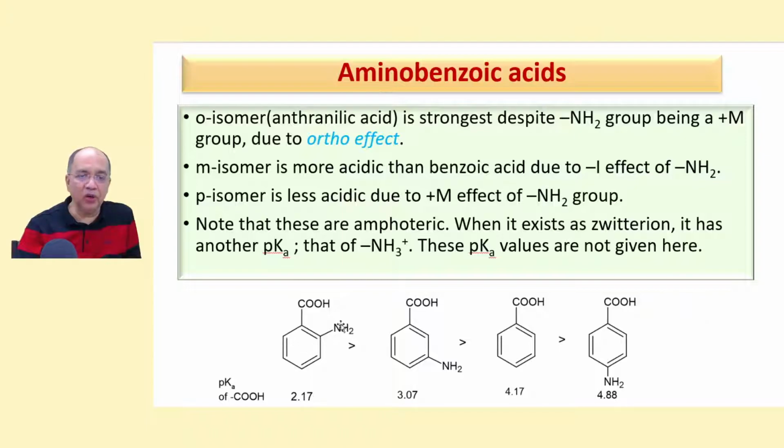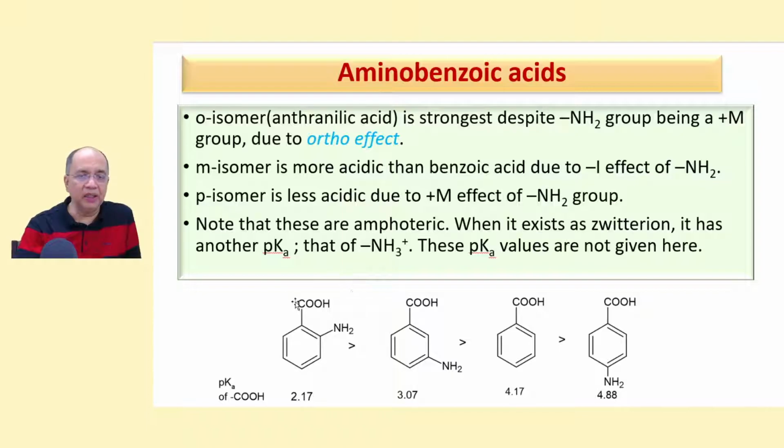Now coming to aminobenzoic acids, this is called anthranilic acid, the ortho isomer. That is the strongest due to ortho effect. Despite the amino group being a plus M group, still it is number 1. Then meta shows a minus I effect in the meta position, and then benzoic acid, because in the para position it shows plus M effect, it is the weakest.